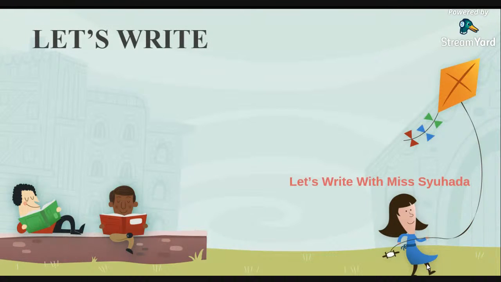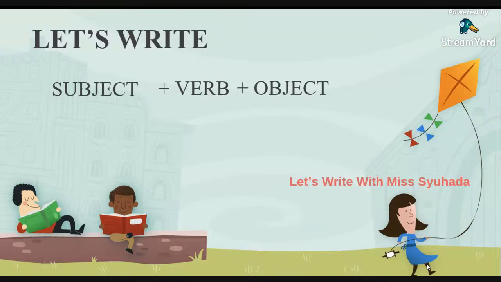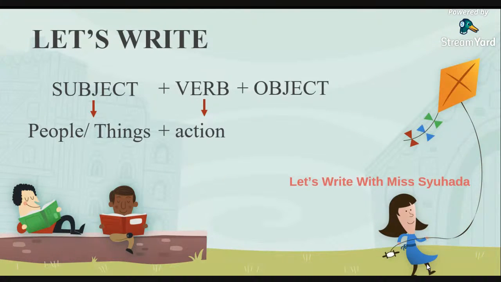So, when we want to write, there are few things that we have to keep in mind. What are they? Okay. First, subject, verb dan juga object. Okay. What are subjects, verbs, object ni? Apa benda ni? Okay. For subject, we should think about the people or things in our story. Think about the characters that we are going to write about. Then, for the verb, of course, is the action. What the people or things in the story do.